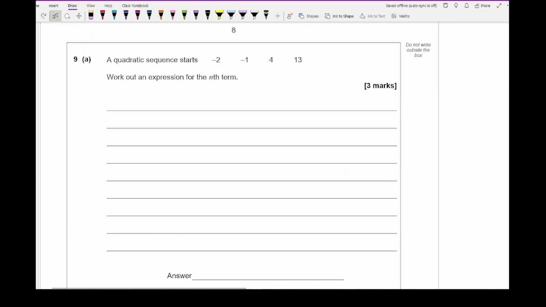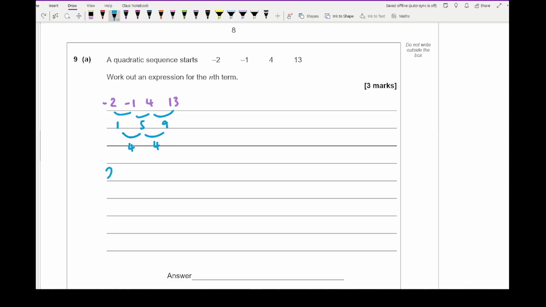Moving on to question 9, it says a quadratic sequence starts -2, -1, 4, 13. Work out the expression for the nth term. So for this, what we need to do first is find the double difference. So we've got -2, -1, 4 and 13. The difference in here is 1. And then the difference here is 5. Let me just correct that. Then we've got a jump of 9. And then the double difference is 4.